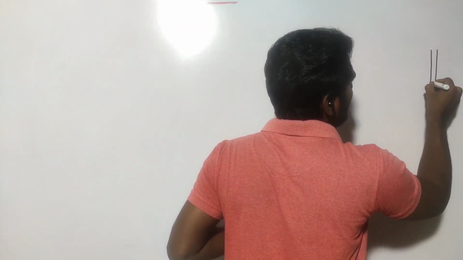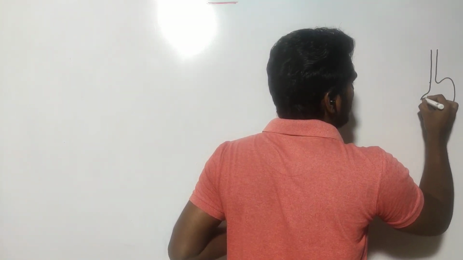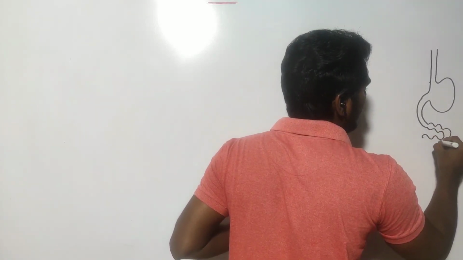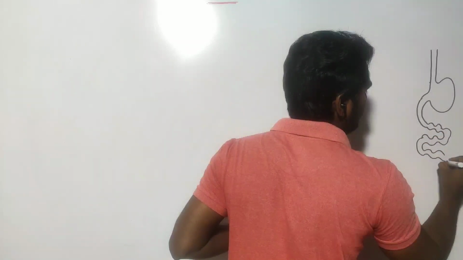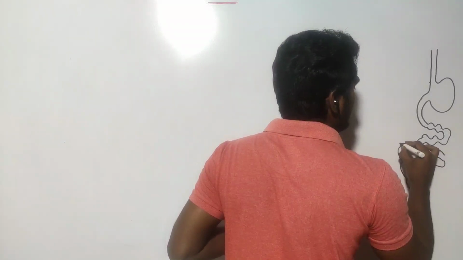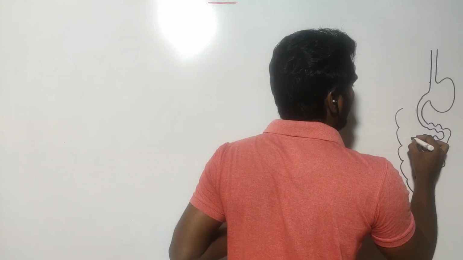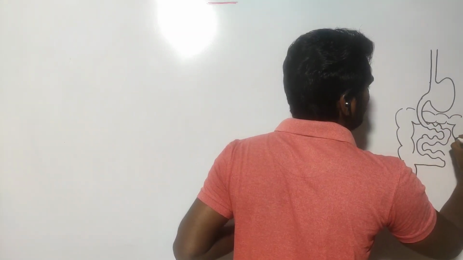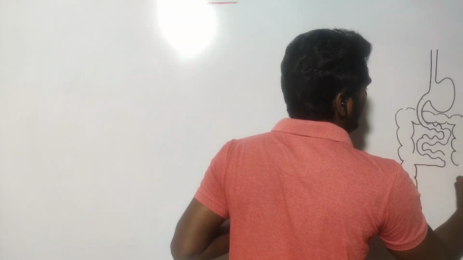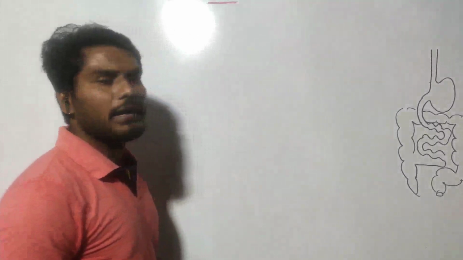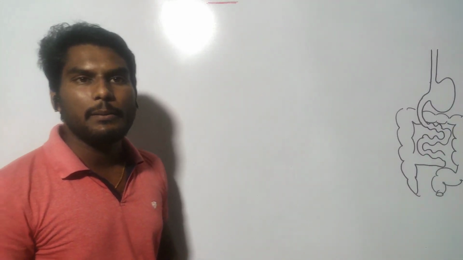The esophagus is followed by the J-shaped organ, the stomach, and this is followed by the small intestine: the duodenum, then the jejunum, and next the ileum. The ileum is followed by the first part of the large intestine, the cecum. The cecum leads to the ascending colon, then the transverse colon, the descending colon, the sigmoid colon, and the rectum, which opens posteriorly to the anus. This is the rough diagram of the alimentary canal.